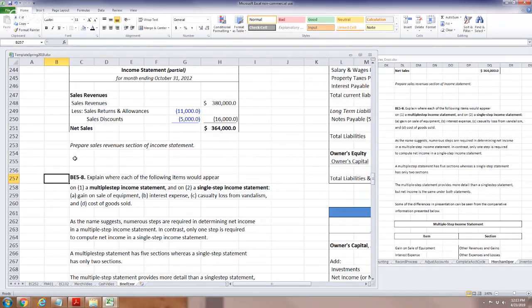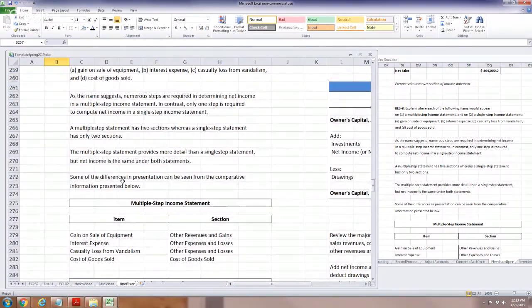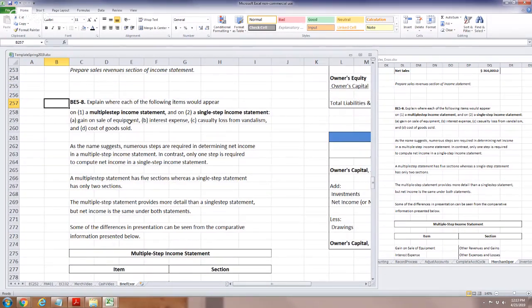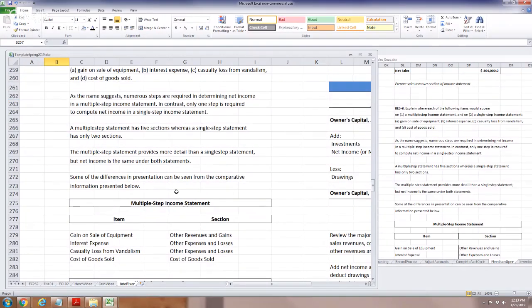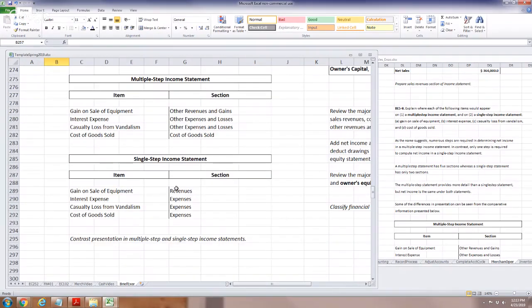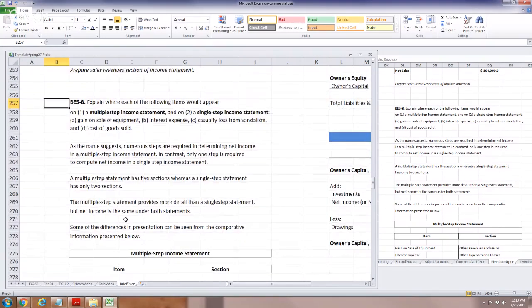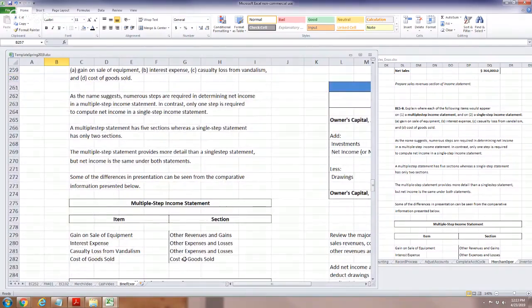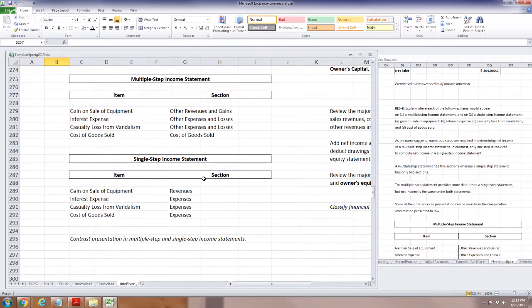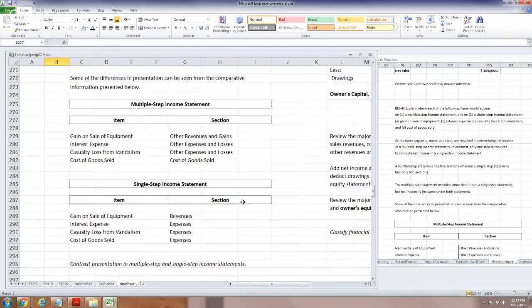Multi-step, single step. We're trying to determine what the structure looks like when you use a multi-step income statement versus a single step income statement. I did it by section: gain on sale of equipment, interest expense, casualty loss from vandalism, cost of goods sold. In the single step income statement, the only revenue is the gain on sales or revenue, everything else is an expense.